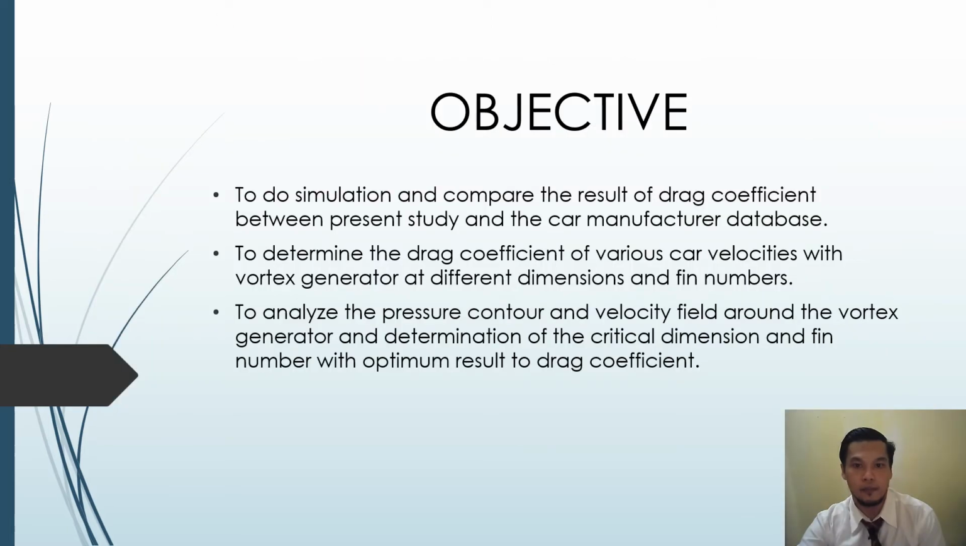This is the objective of the project. The first one is to do simulation and compare the result of drag coefficient between the present study and the car manufacturer database. Next, to determine the drag coefficient of various car velocities with vortex generator at different dimensions and fin numbers. The last one is to analyze the pressure contour and velocity field around the vortex generator and determination of critical dimension and fin number with optimum result to drag coefficient.